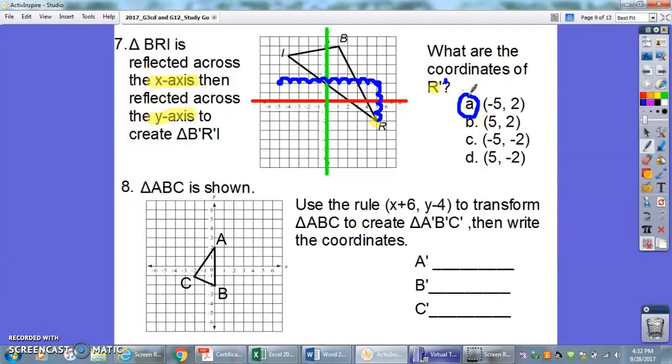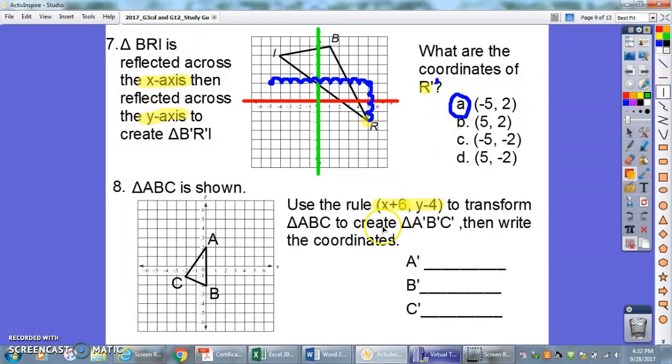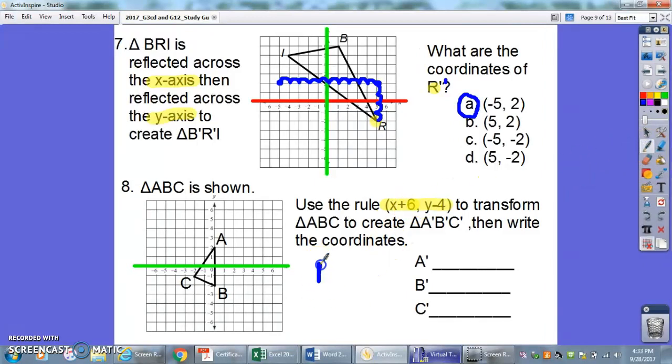Next, number 8. We are going to use the rule x + 6, y - 4 to transform the triangle to create triangle A prime, B prime, C prime. Then write the coordinates. This is a slide. We're sliding the coordinates, so it's pretty simple. When it says x, you're shifting on the x-axis, left or right, and if it says +6, you're going to go to the right 6 spaces.